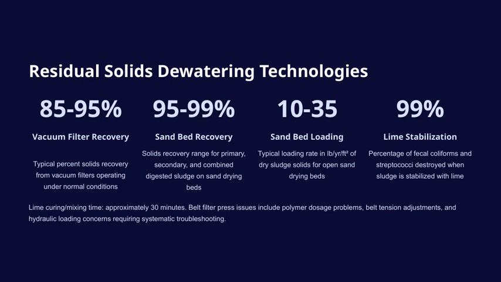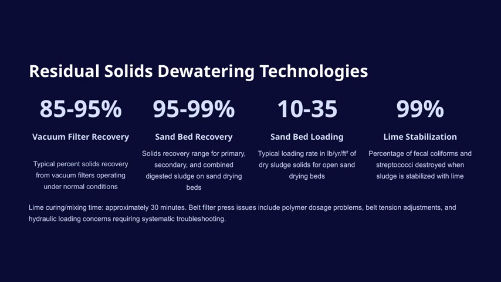Next, sand bed recovery usually falls within the 95 to 99% range. This is particularly relevant for primary, secondary, and combined digested sludge on sand drying beds, where high recovery efficiency is crucial for optimal operation. When it comes to sand bed loading, a typical rate is around 10 to 35 pounds per year per square foot of dry sludge solids. Managing this loading rate helps ensure the beds aren't overloaded, which could compromise the dewatering process.